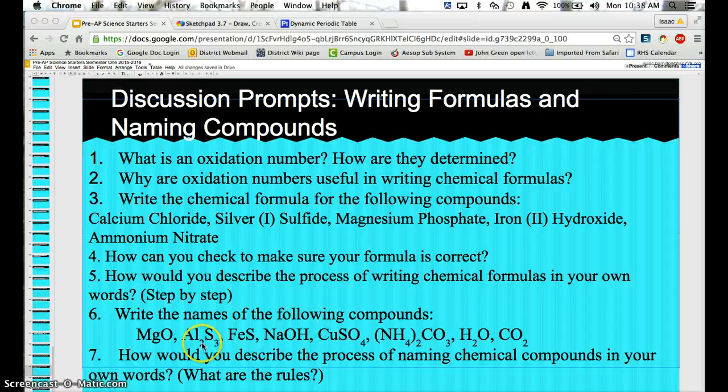All right. So number 7 then, how would you describe the process of naming chemical compounds in your own words, or what are the rules? Just to summarize the rules for basic ionic compounds, you leave the first element the same, the second element you change it to IDE. Some extras or exceptions to the rule would be if there's a transition metal, then you need to include the oxidation number in parentheses within the name. If there's a polyatomic ion, then you simply look at the back of your periodic table to determine what the name is, and you use that name to name it.